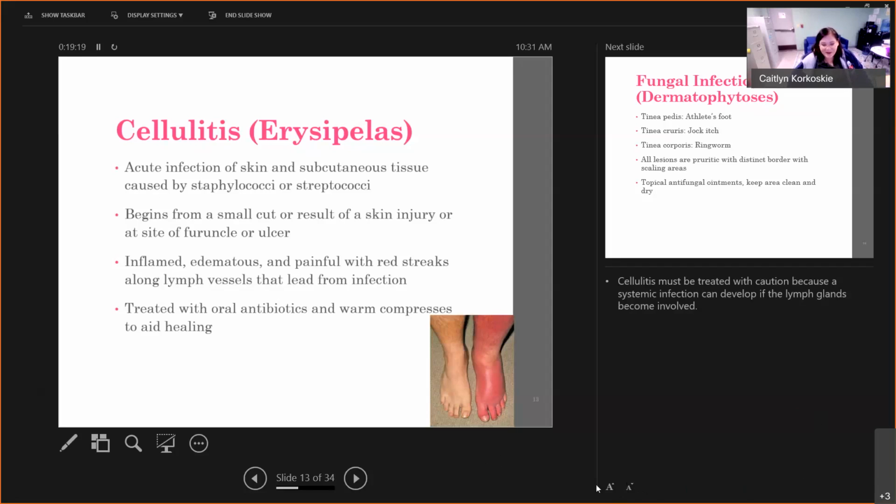The most common reason this happens is someone who, again, uses a dirty razor, or gets a small cut. Say someone was working out in their garden and got pricked by a rose thorn or something, and some of the bacteria from outside entered.